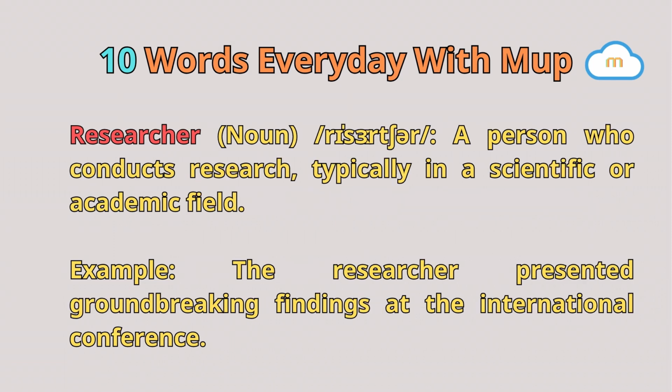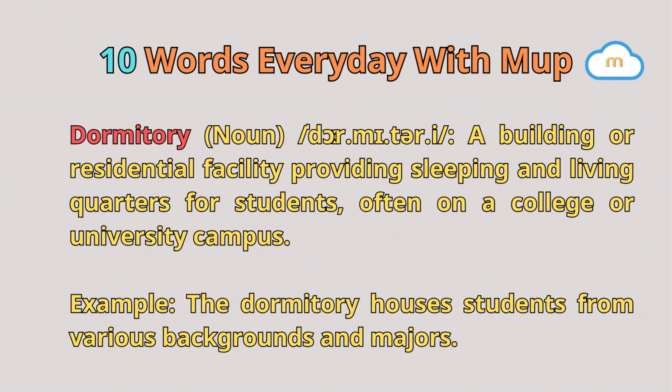Researcher. Definition: a person who conducts research, typically in a scientific or academic field. Example: the researcher presented groundbreaking findings at the international conference. Dormitory. Definition: a building or residential facility providing sleeping and living quarters for students, often on a college or university campus. Example: the dormitory houses students from various backgrounds and majors.